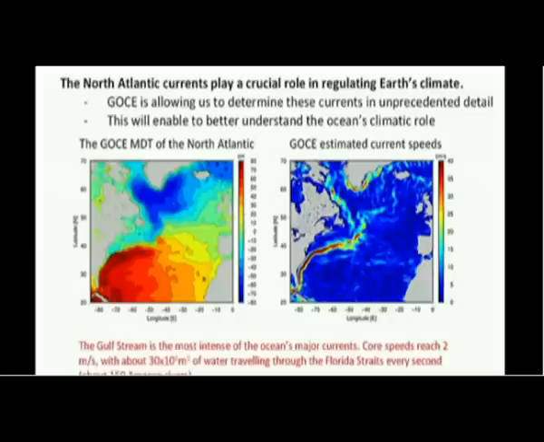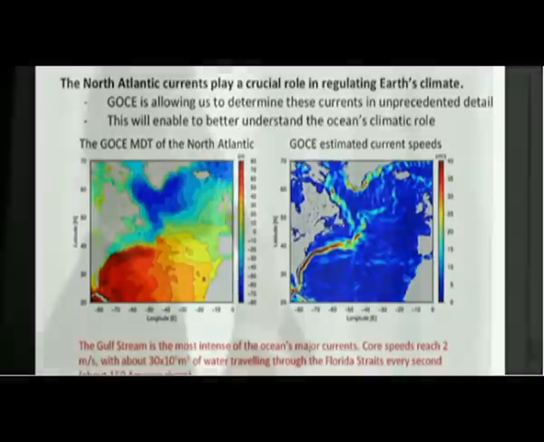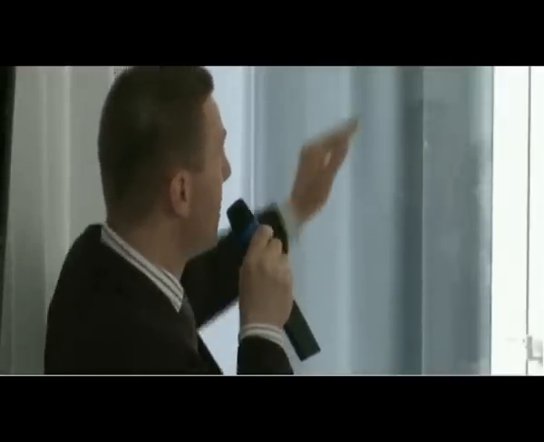So one of the particularly important areas is the North Atlantic, and this is a region which really plays a key role in controlling or regulating Earth's climate, because it carries a lot of heat from the equator and redistributes it towards the polar regions and higher latitudes in the Gulf Stream, and by doing so it helps maintain a relatively mild climate of northwestern Europe.